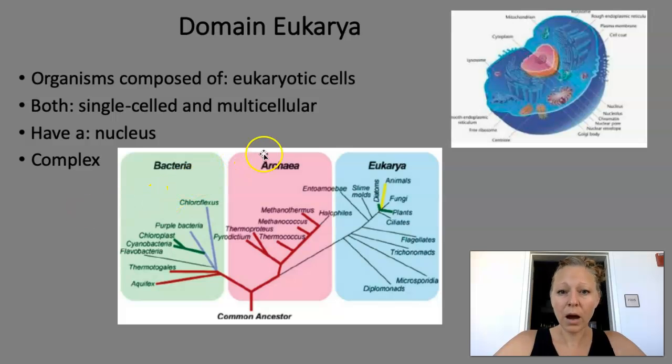Eukarya are organisms that are eukaryotes, meaning that they are composed of eukaryotic cells. So here is our generic eukaryotic cell. We can see that there's a nucleus and lots of membrane-bound organelles, which we didn't see in the prokaryote. There's just a lot more going on. The cells in domain Eukarya are a lot more complex. Domain Eukarya has both single-celled and multicellular organisms, but every single cell in a multicellular organism has a nucleus. So there's a lot more complexity in this domain.